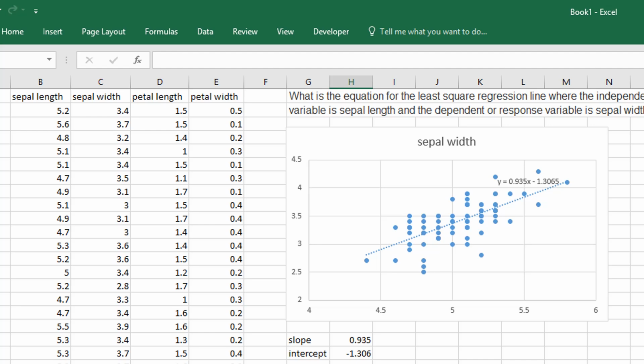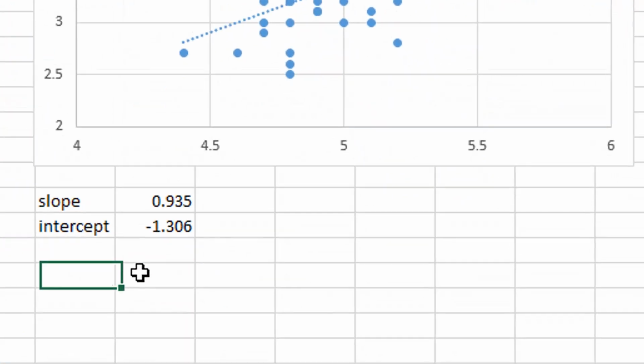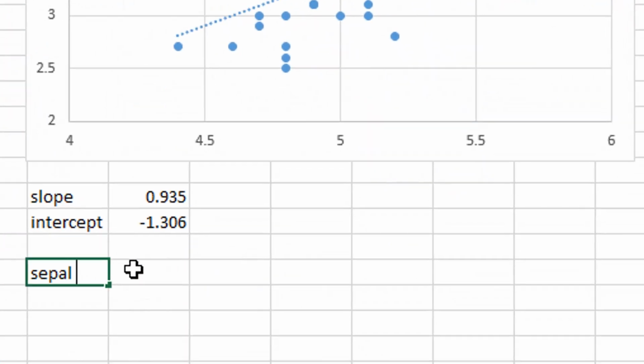So that's the slope and the intercept, and of course you would write it out as sepal width. Actually, it's really expected sepal width equals 0.935 times sepal length minus 1.306.